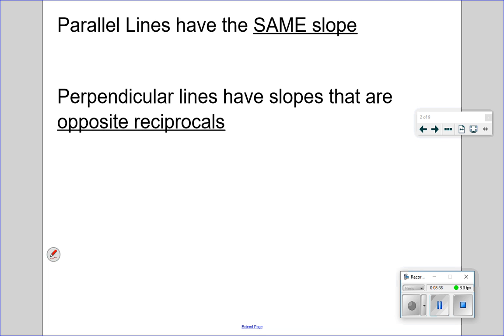So just to recap, this is what we need to take away from what we just learned. This should be written in your notes, and you need to have this memorized. Parallel lines have slopes that are the same. Perpendicular lines have slopes that are opposite reciprocals. So if need be, pause this, write this down. This is the takeaway from this lesson.